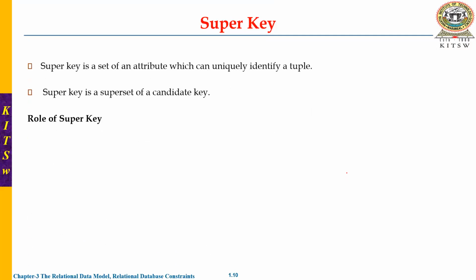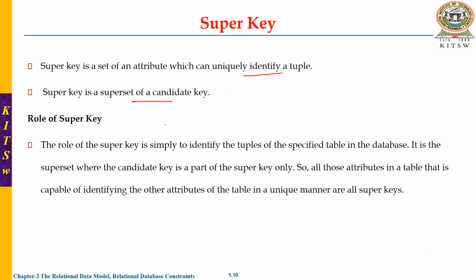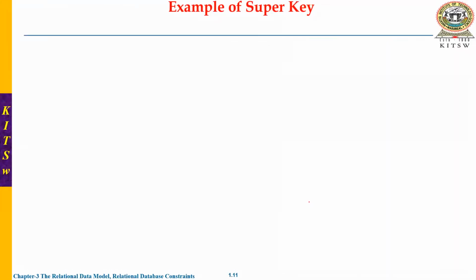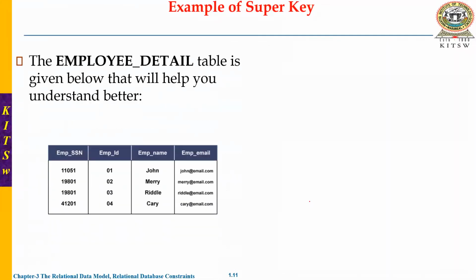Super key is a set of attributes which uniquely identify a tuple. Super key is a superset of candidate keys. The role of a super key is simply to identify the tuple of the specified table in the database. The main important thing is that it's a superset, where the candidate key is a part of the super key. So all those attributes in a table that are capable of identifying the other attributes of the table in a unique manner are the super keys. With this example, you can clearly understand.